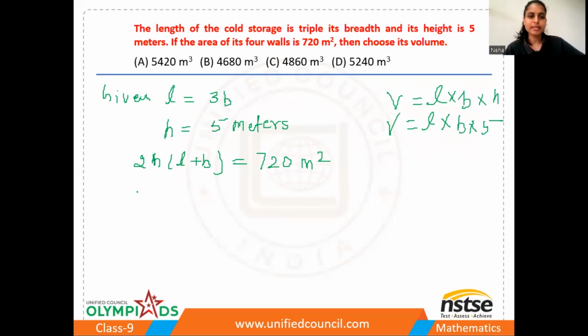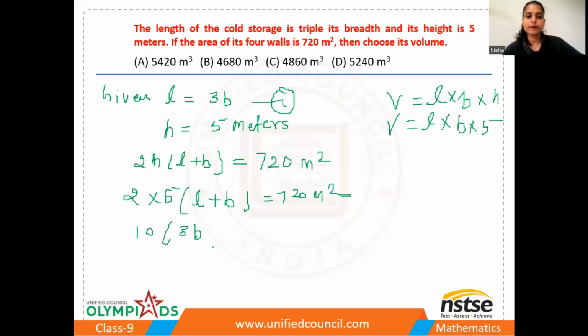I can do it very easily. So this is 2 into the height, which is 5, and this is L plus B, equal to 720 meter square. So 5 into 2 is 10. L I can write equal to 3B from equation number 1. Plus B is equal to 720 meter square. So 3B plus B is 4B. 0 and 0 will get cancelled out. So 4B is equal to 72.